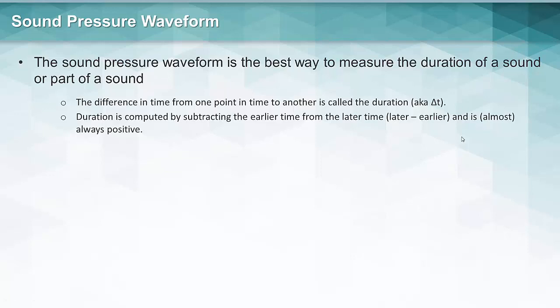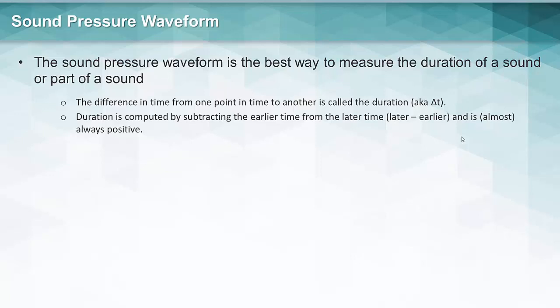The sound pressure waveform is especially good for measuring when things happen. It has a very precise representation of time for a sound. So it's particularly useful for measuring duration, how long a sound lasts. When measuring duration, you're measuring how much time passes from the start of something to the end of something, like a sound or one cycle of a periodic sound.